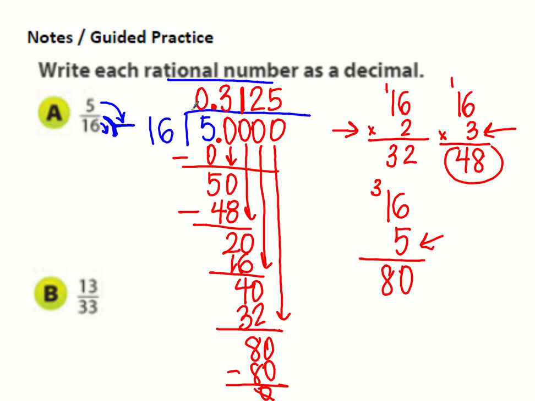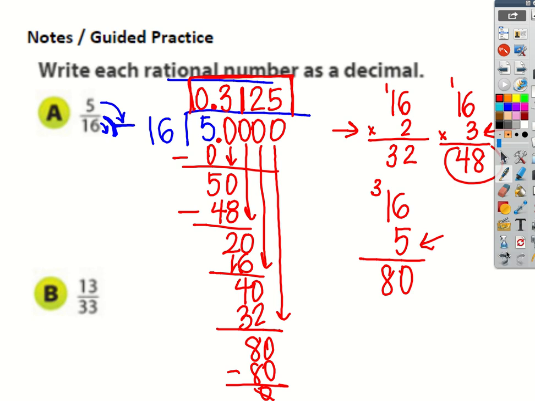So this one would be considered a terminating decimal because there's no pattern there and it ends at the 5. So 5/16 is really 0.3125. Okay? All right. Let's look. So go slow. Keep everything lined up. Let's do B together.